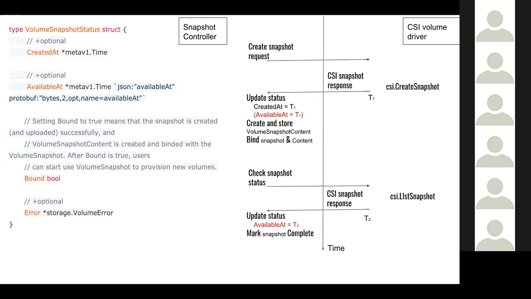So I think we can set available at by checking the snapshot status. The controller can still go ahead and check the snapshot status, and if it sees it's already ready, then it can set available at equal to some time. But created at, it might return the correct timestamp or not. So considering the static binding part, using available at or created at is also not very accurate to represent that the snapshot is complete.